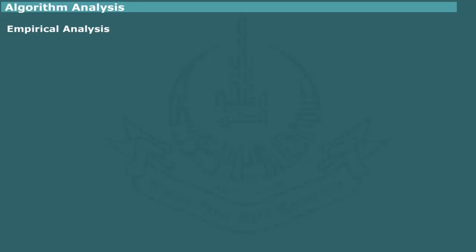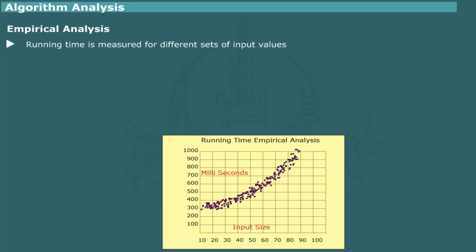Empirical analysis. In the empirical method, the runtime of an algorithm is measured in real time for different sets of input values. The actual time is plotted against the input size to analyze the growth rate. The figure also shows time measurements of two algorithms for sorting.